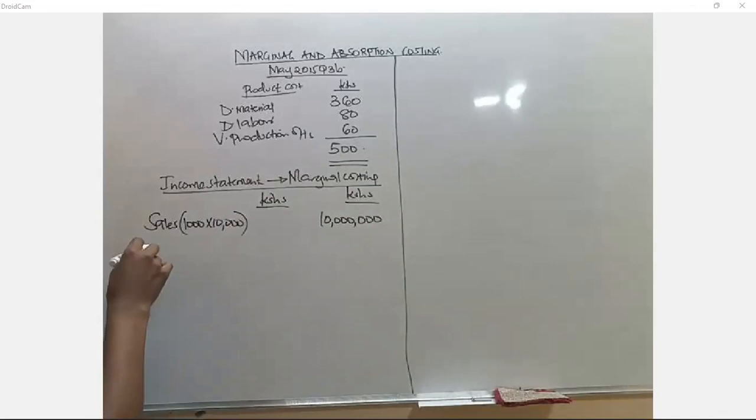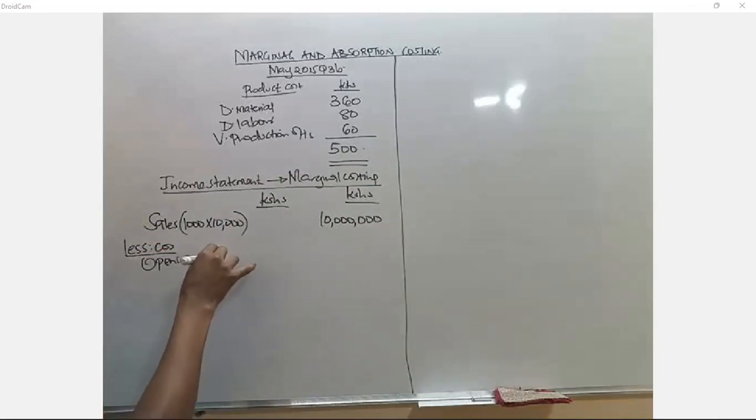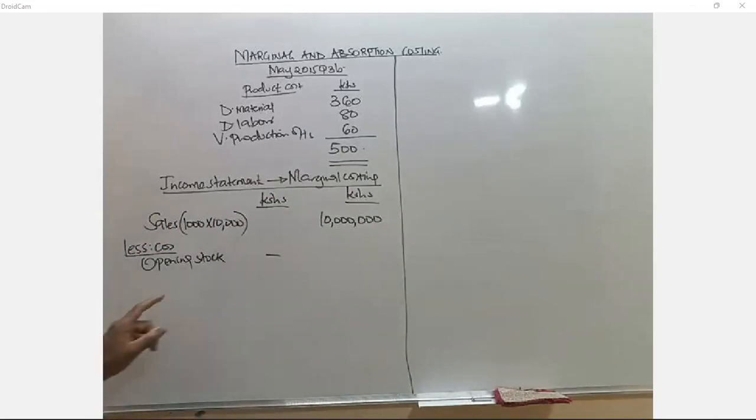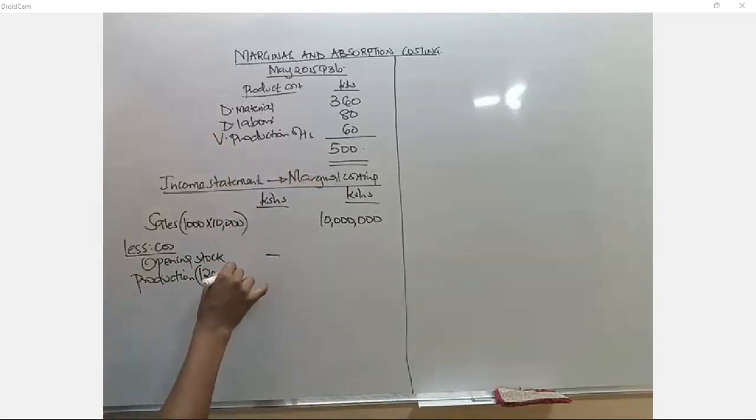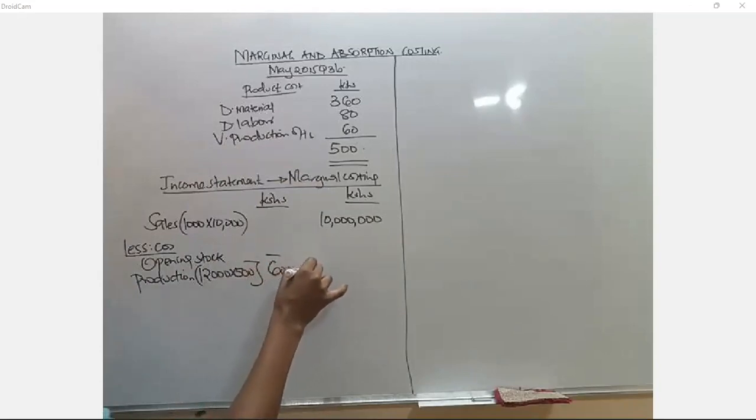Then we have less the cost of sales. We start with the opening stock. As per the question, the opening stock is not available, so it is not there. We have production. We are told we produced 12,000 units, and you have already calculated the product cost per unit, which totals 500. So I just need to multiply by 500, and this comes to around 6 million. Then we less the closing stock.